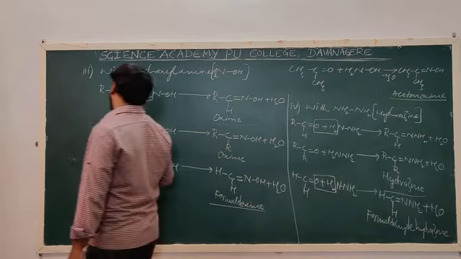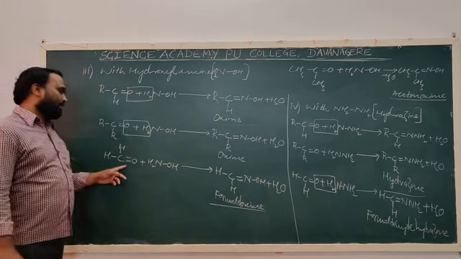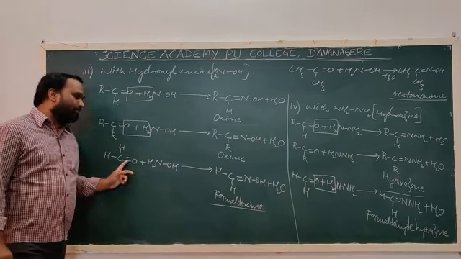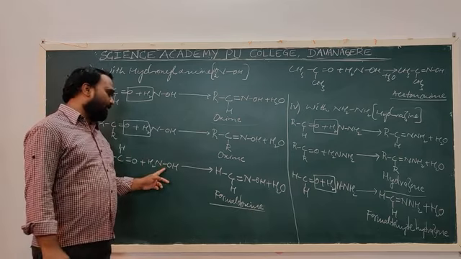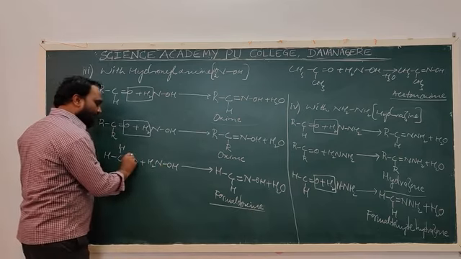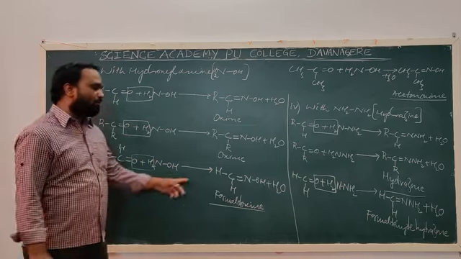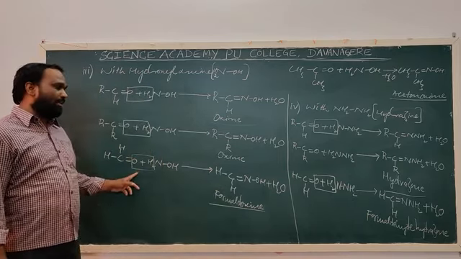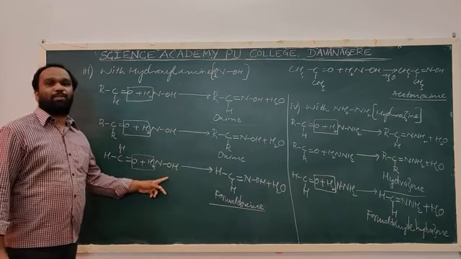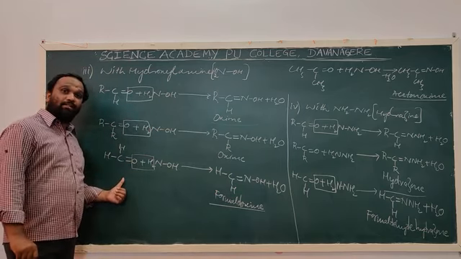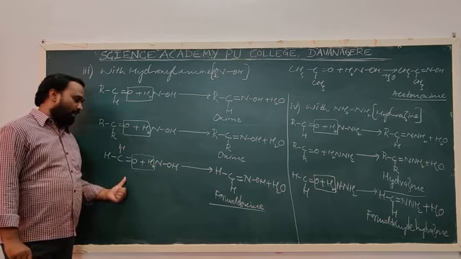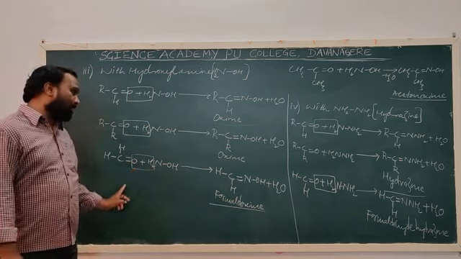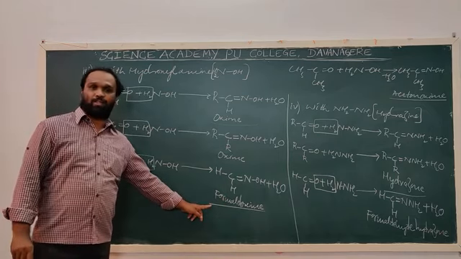Here is an example for this reaction. I took formaldehyde as an example. Formaldehyde undergoes condensation reaction with hydroxylamine to form formaldoxime. Similarly, you have to write down the equations for acetaldehyde and benzaldehyde. Acetaldehyde gives acetaldoxime. Benzaldehyde gives benzaldoxime.